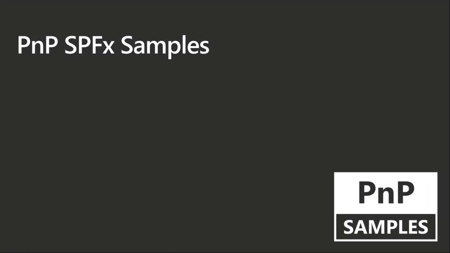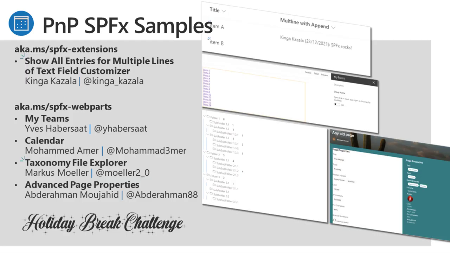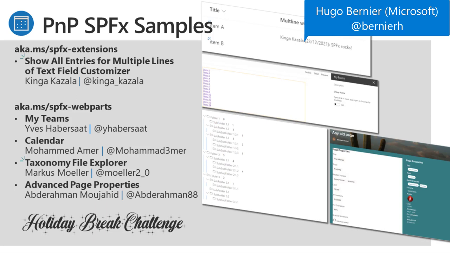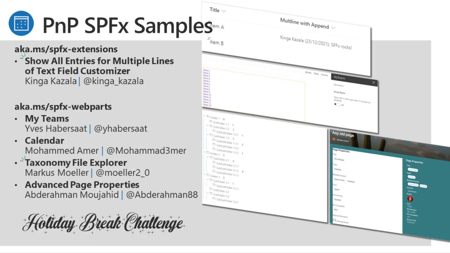And next up is PnP SPFx samples. For that, we'll hand the mic over to Hugo. Thank you, David. So we have a whole bunch of samples in multiple repositories, but the two repositories I want to talk to you about today are the SPFx web part and the SPFx extension samples, which are curated samples. They're provided by the community, but they're curated. We make sure that they are good samples, that they demonstrate a good concept or a full solution, that the code is actually using good patterns, and that the code is safe. We welcome contributions from everyone, but we also encourage you to go take a look and learn from these samples.